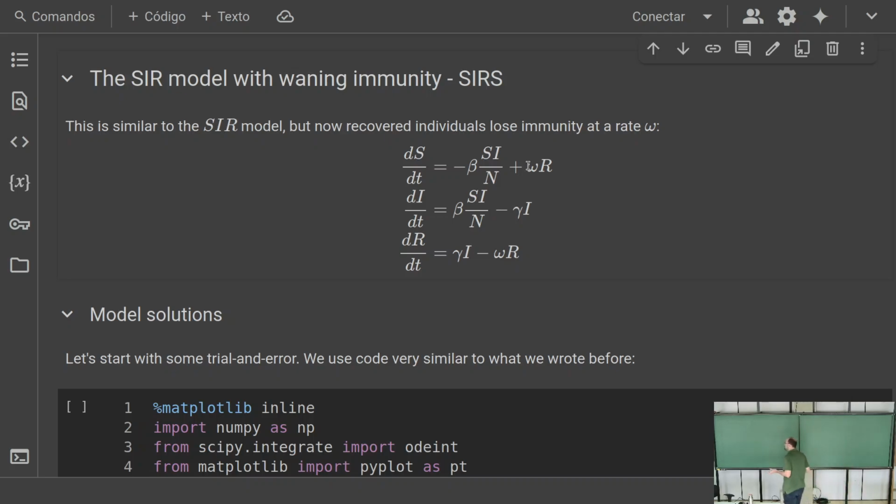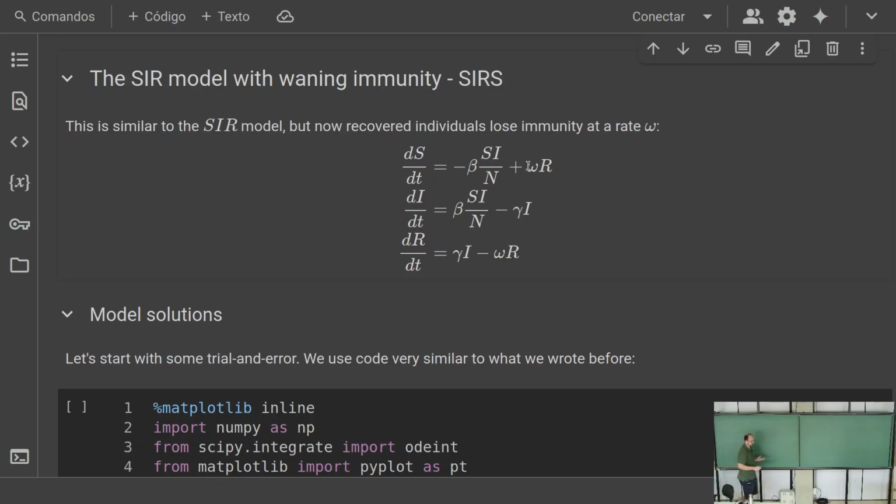So this is one way to do this. It's not necessarily something related to the individual losing its immunity, but the virus itself changes or something like that. It's related. So we have an extra parameter now, that is omega, and two new terms.